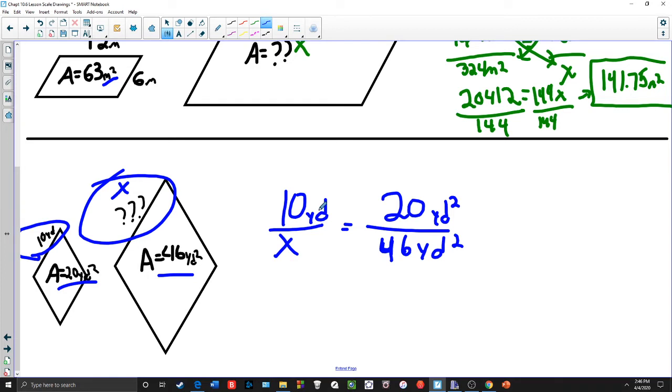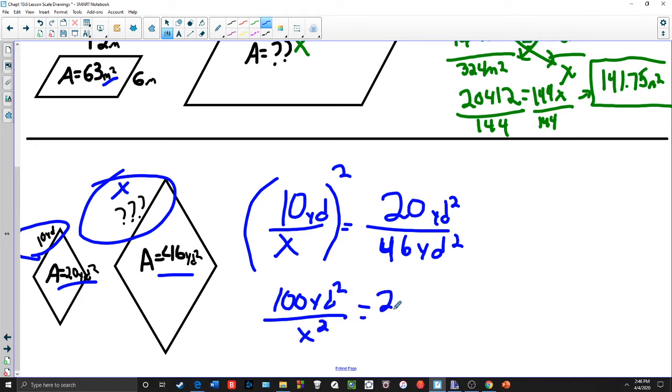So once again, we have a disagreement. I have yards over here. I have yards squared over here. I don't like that to happen. So I'm going to have to square this fraction. That way, all my stuff is nice and agreeable. Now, you might be noticing here that we're going to get an x squared afterwards, and that is absolutely 100% correct, which is fine because we know how to deal with x squareds because we're high schooler students, or at least close to there. So we have 100 yards squared over x squared is equal to 20 yards squared.